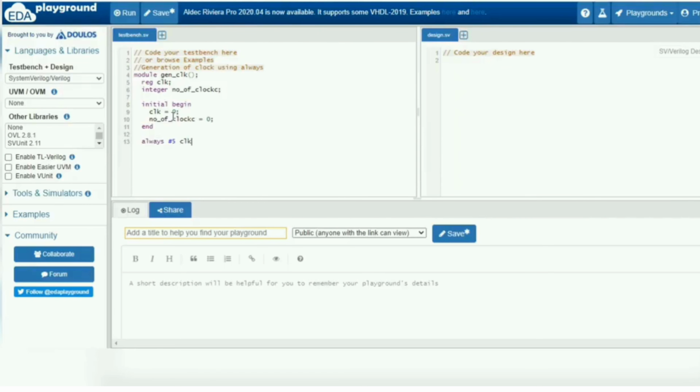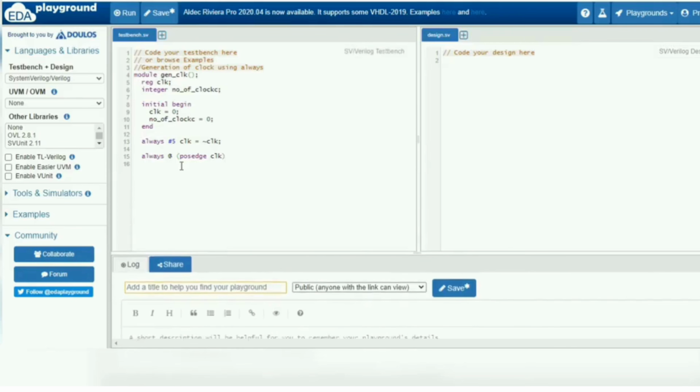So #5 clock is equal to not clock. And I am taking another always at posedge of clock just to count the number of clock cycles. Here it will count the number of clock cycles.